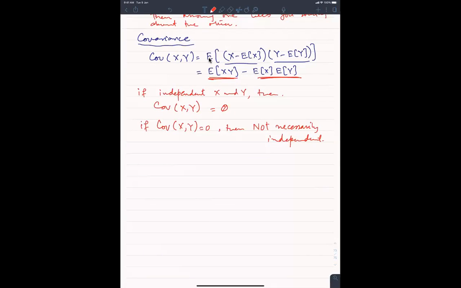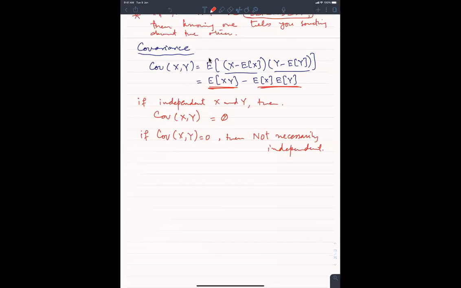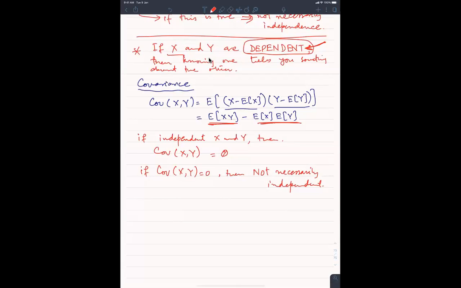Now if I can tell you in knowing X you can tell something about Y, knowing X you can tell something about Y, that means there is some dependency between the two.